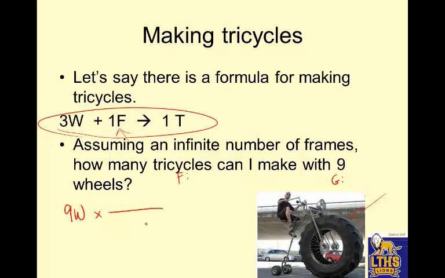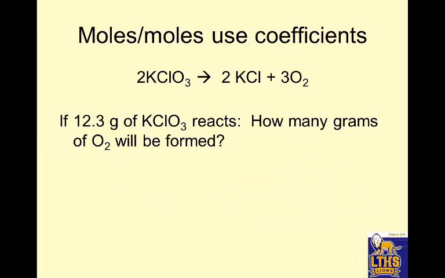So I could say, I want to change my wheels into tricycles. And then you look at the equation, you say, well, I need 3 wheels for every 1 tricycle. So guess what I'm getting? I'm getting 3 tricycles, and I am going to ride, woo! Okay, so what we do in chem is we use moles to moles as coefficients. That's how we change wheels into tricycles.